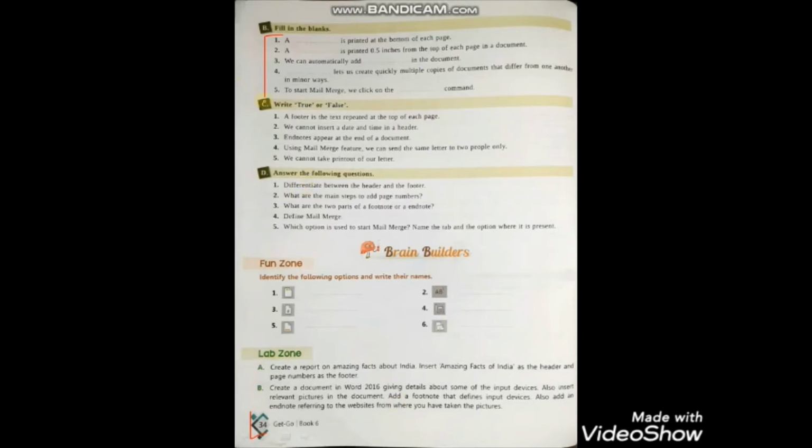Agar hum true false ki baat kare to true false also contains 5 questions, and you have to put true or false for it. A footer is the text repeated at the top of each page. Footer jo hai kya wo page ke upper side mein hota hai, top side mein hota hai? To nahi, bilkul nahi, ye page ke down side mein hota hai, yahan pe hota hai. Jo ye diya gaya hai ye footer side mein diya gaya.